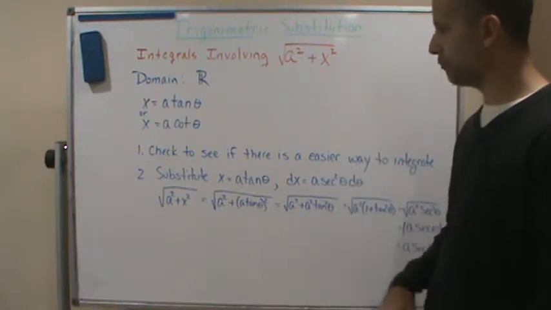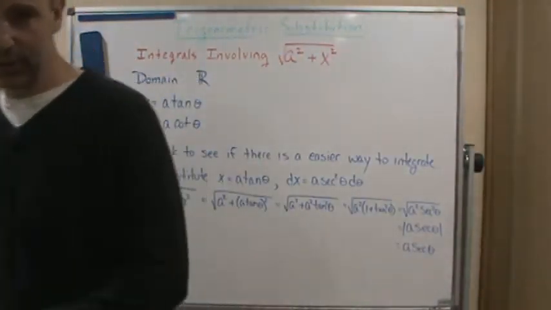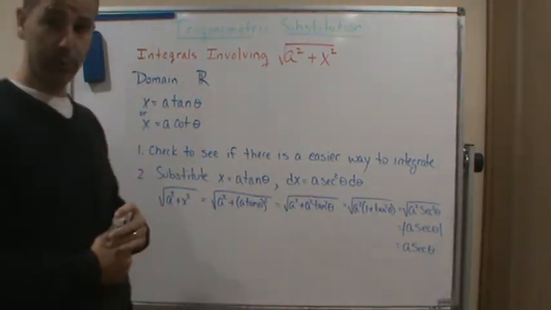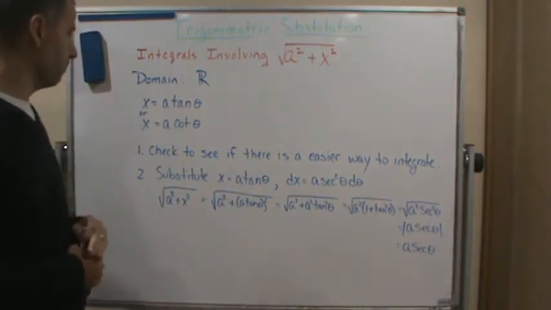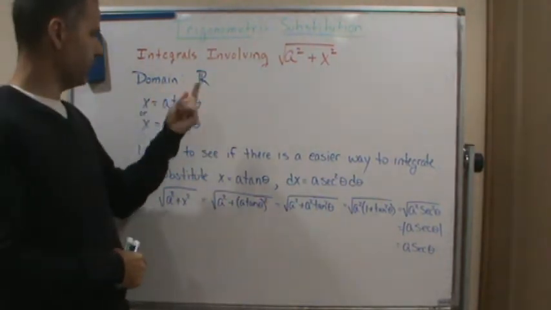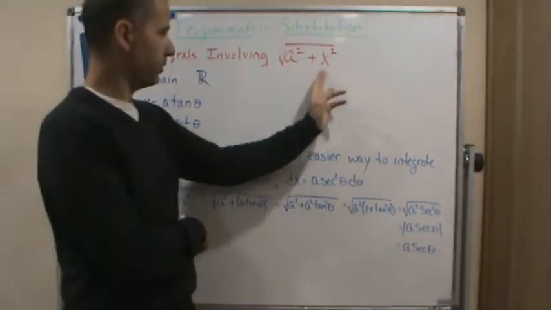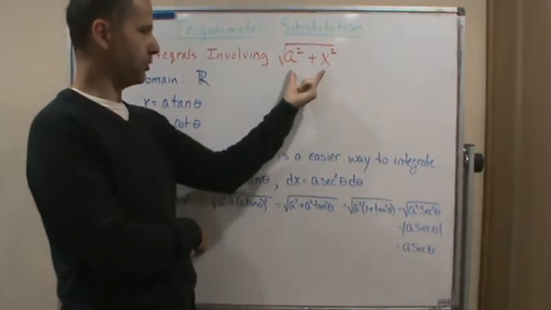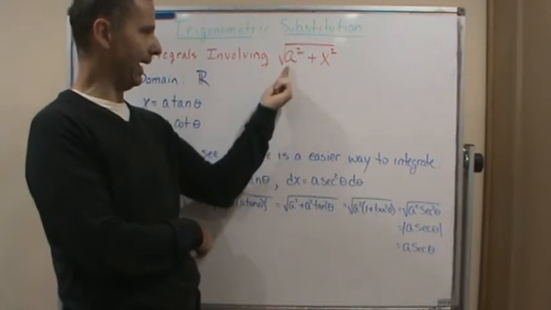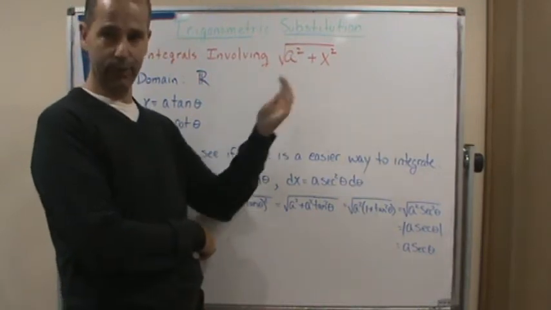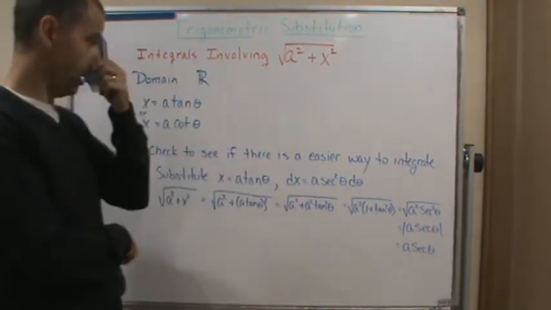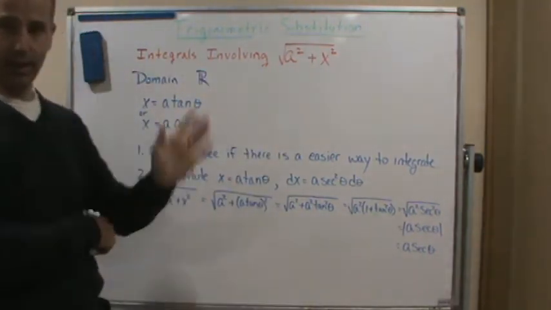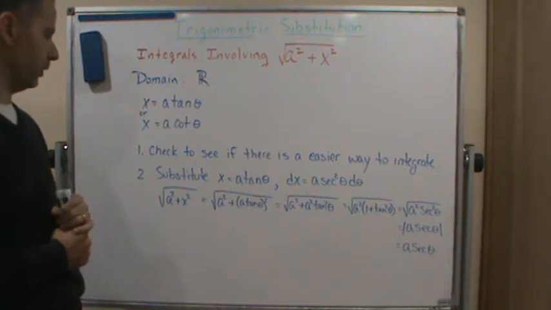Now, a couple of things to realize. I'm not going to go through the whole derivation that we did before, but you can go through and prove to yourself that this works. The domain of this expression is all real numbers. There's no value of x or a that is going to make this negative underneath. So all real numbers are possible, which means x is on the whole real number line.